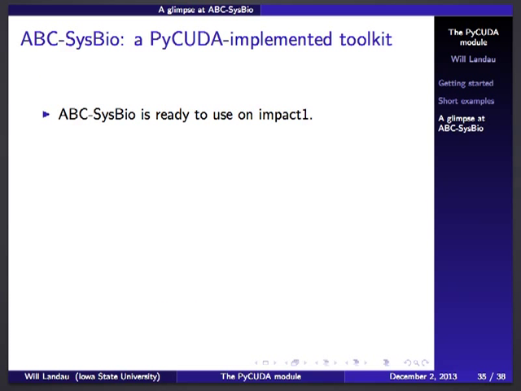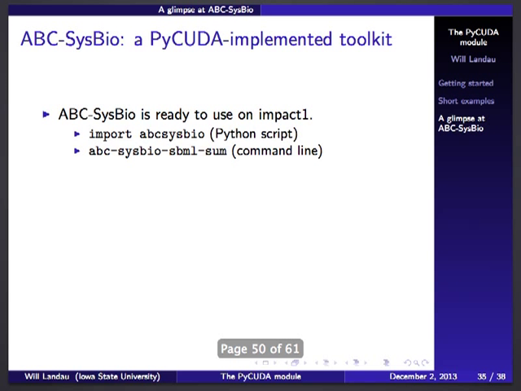It's ready to use on Impact 1. I don't think we have it on Impact 2, but it's ready on Impact 1. There are a bunch of commands available. You can use it through multiple interfaces. If you're within Python, you can import an ABC-SysBio module. You can also use it through the command line with these two commands.